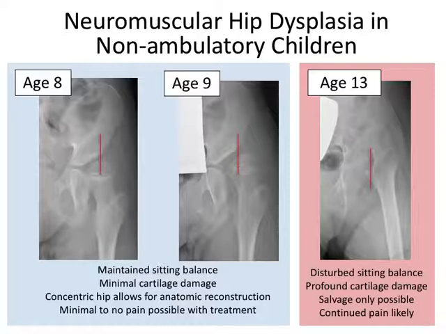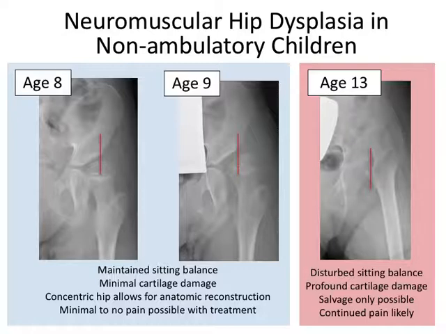So my wake-up call was a child early in my practice who was seen at an institution for some time and showed up to me at age 13, but at age 8 and age 9 had progressive hip dysplasia. You can see more and more of this hip going out between age 8 and age 9. Had maintained sitting balance, very little cartilage damage. If you were to look at that hip with an MRI, would have very little cartilage damage.